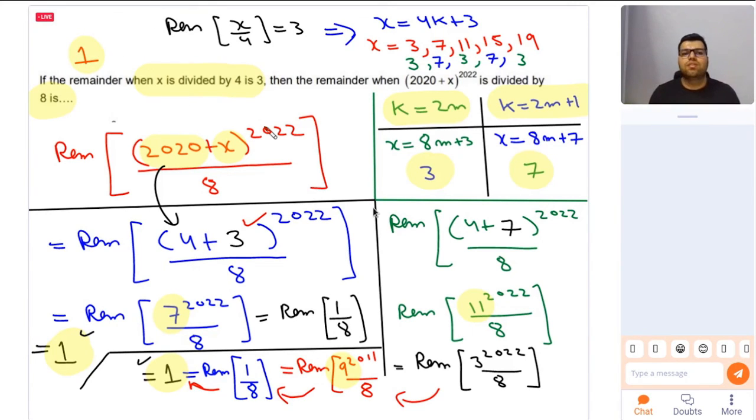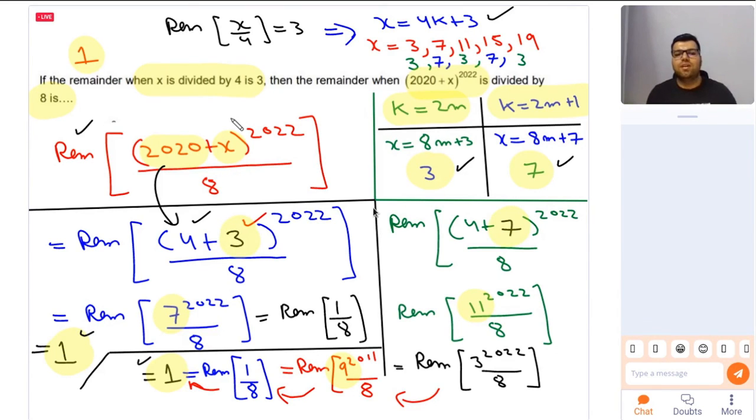See again, what did we do here? First I checked the condition for x. The condition for x was that x is of the form 4k plus 3. So I deduced that with 8 it is giving either a remainder of 3 or a remainder of 7. When using the Rem function with this big number, I had to replace 2022 with its remainder with 8. I did it. It was 4. But similarly, I had to replace x with its remainder with 8. So there were two cases: either I could put 3 over here, or I could put 7 over here.